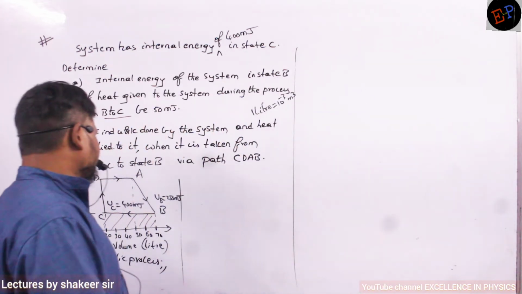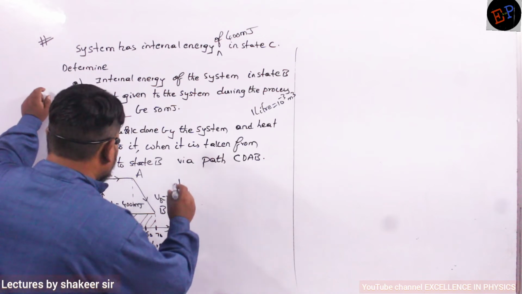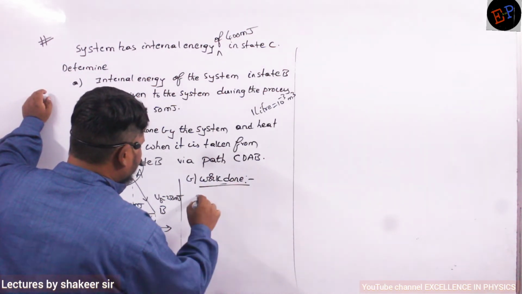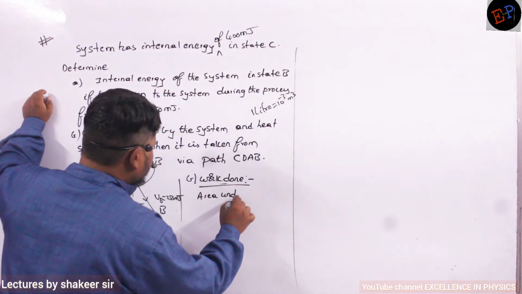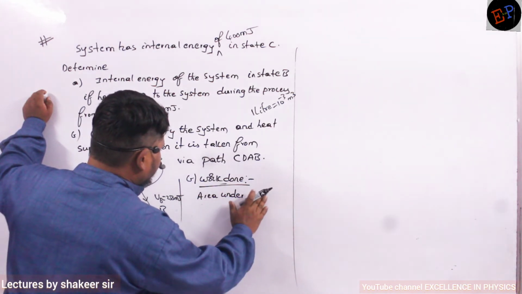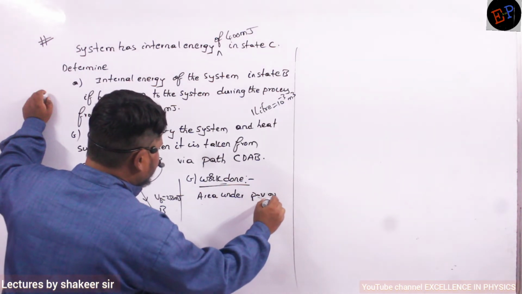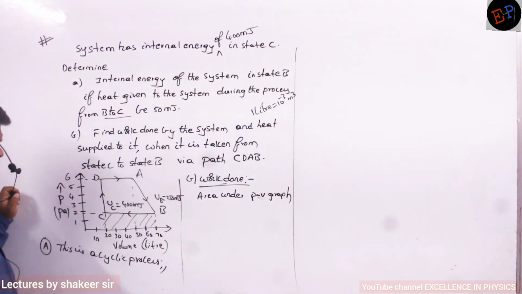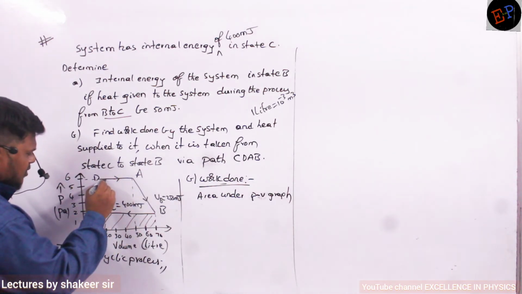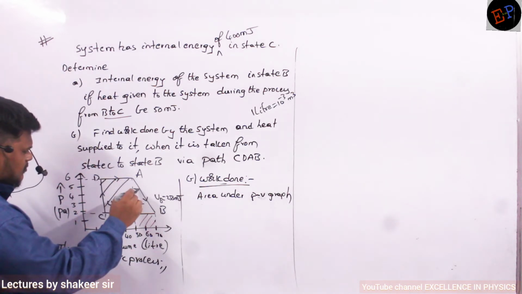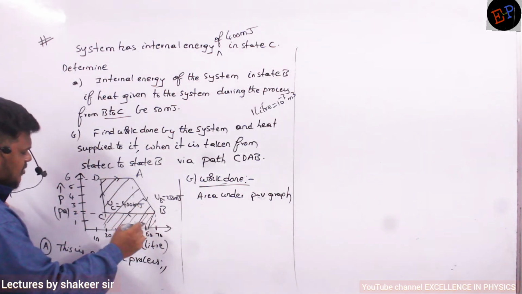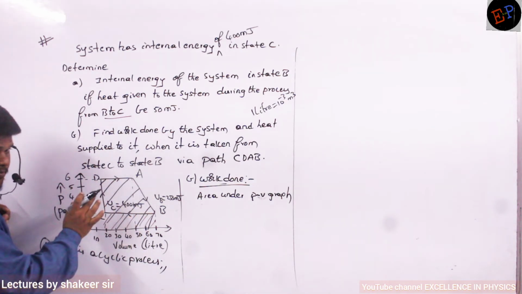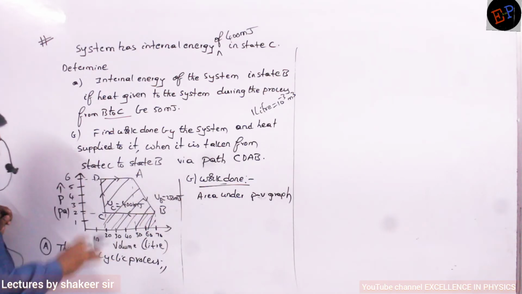Now let us see. First of all, how to calculate work done? Work done is nothing but the area under the PV graph. So this is the total area under the PV graph, which is called the area under the CDAB graph, including this part also. If you calculate this total area, you will get the work done.